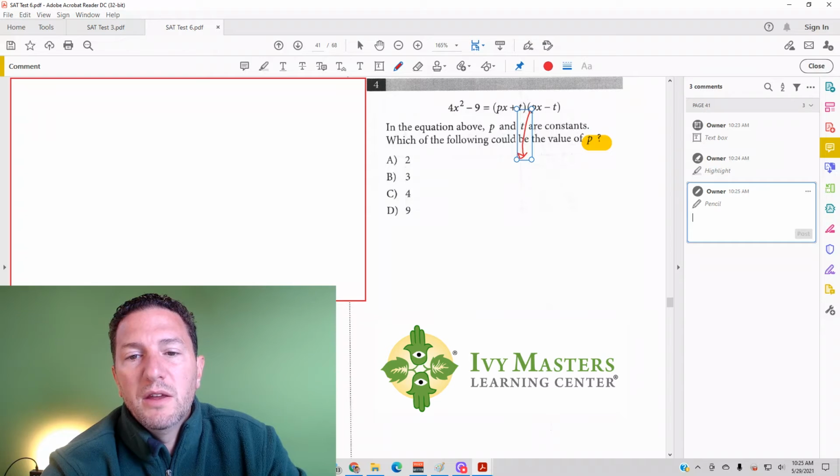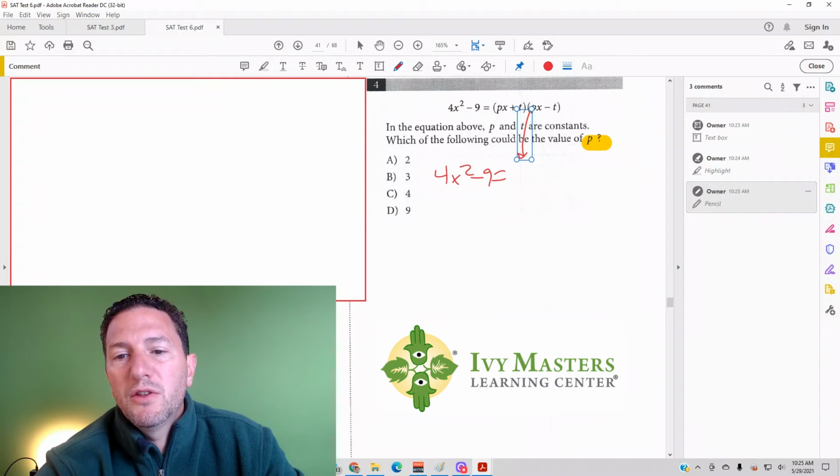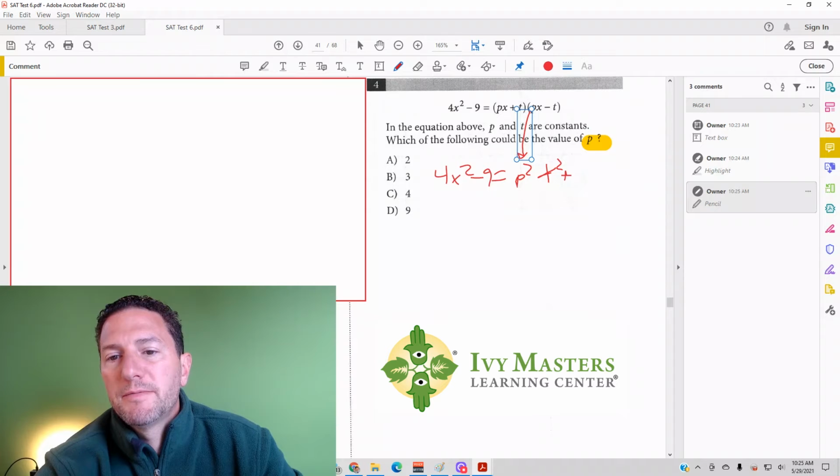So what we've got is 4x squared minus 9 equals, and then if you multiply the two first terms, you're going to get p squared x squared. And then if you multiply the middle terms, you're going to get plus ptx. Outsides, you're going to get minus ptx. And then your last terms, you're going to get minus t squared.